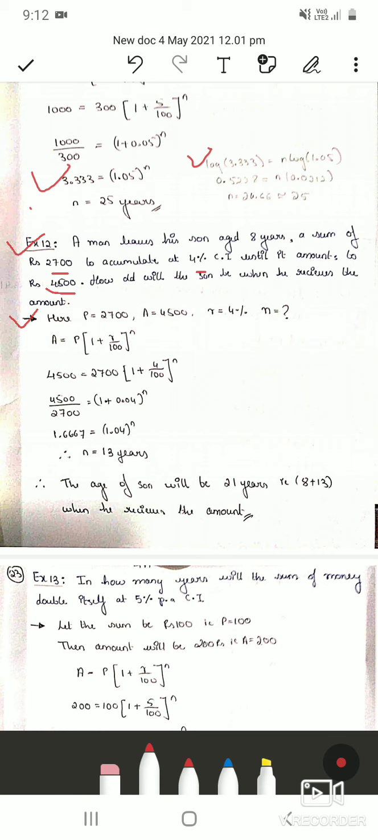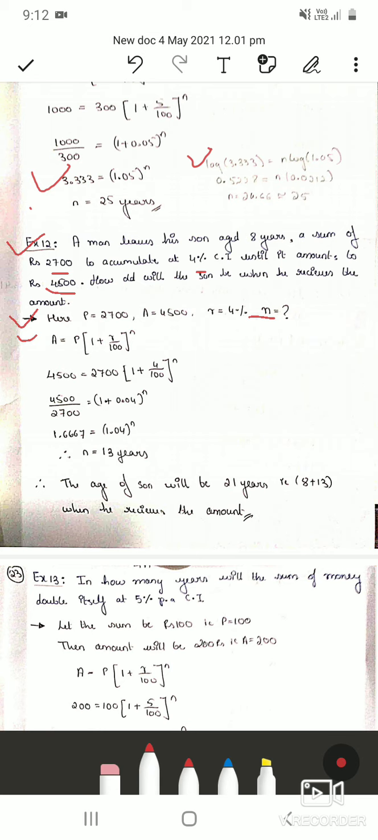Basically this question says that there is a father who leaves 2700 rupees when his son is 8 years old, and he wants that 2700 to be accumulated till it is 4500 at 4% compound interest. So when it is 4500, the son will get that amount. So you have to find out what will be the age of the son when he gets the amount. So first we'll find n, which is unknown. Amount is given, so we will use the amount formula itself.